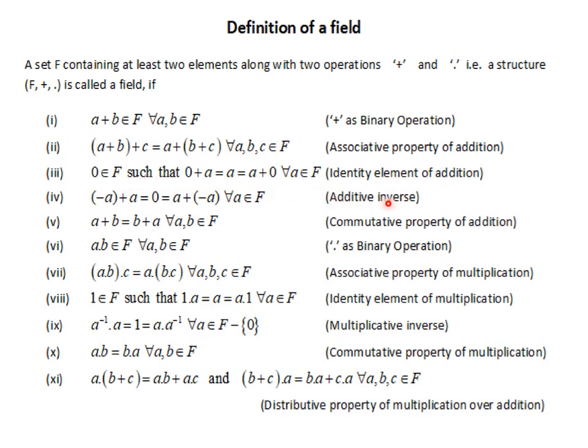Then the additive inverse, that is, if we add minus a and a, where a is any element of F, minus a must also be an element of F, then the result must come as 0, that is the identity element of F. Or if we reverse the order of addition, still it must be 0. Then the simple commutative property of addition, that is, if we add two elements of set F, then the order must not matter. A plus b equals b plus a for any two elements of set F.